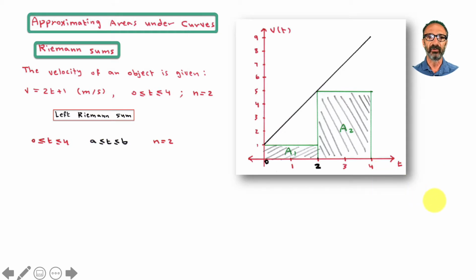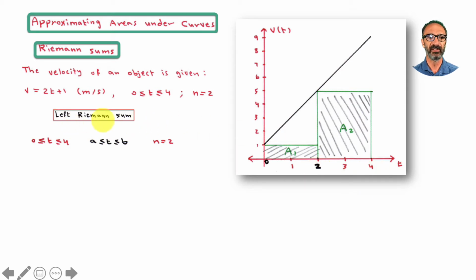Here's a graph to help understand Riemann sum. The line right here represents 2t plus 1. Since this is t, I can call it x. Slope is 2 and the y-intercept is 1. It reaches up to 9 when t equals 4. 0 to 2 is my first interval. 2 to 4 is my second interval.